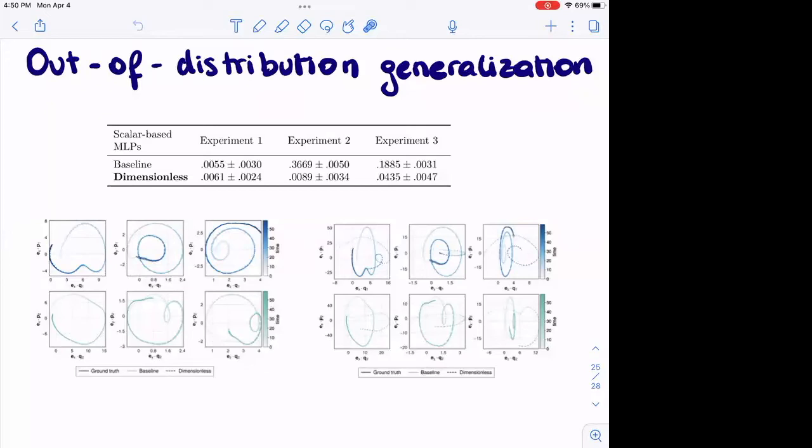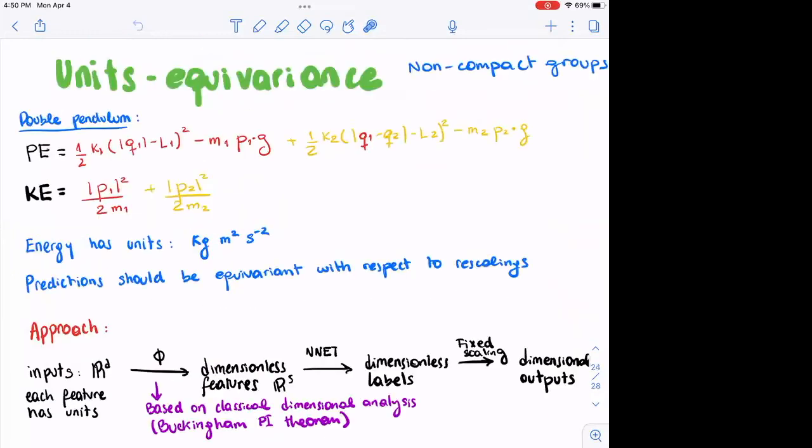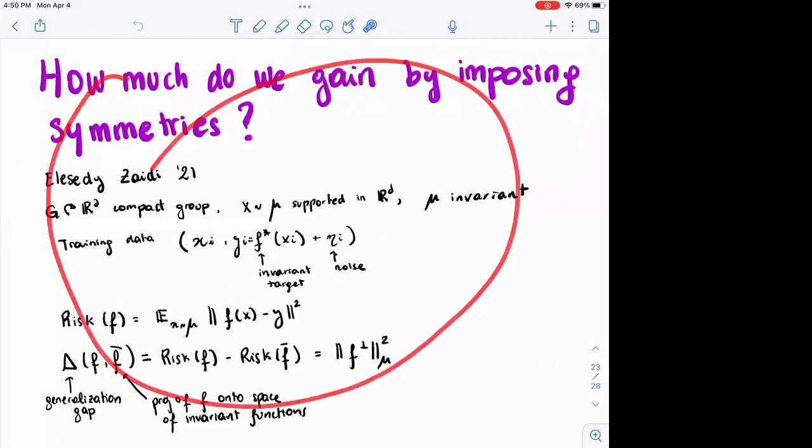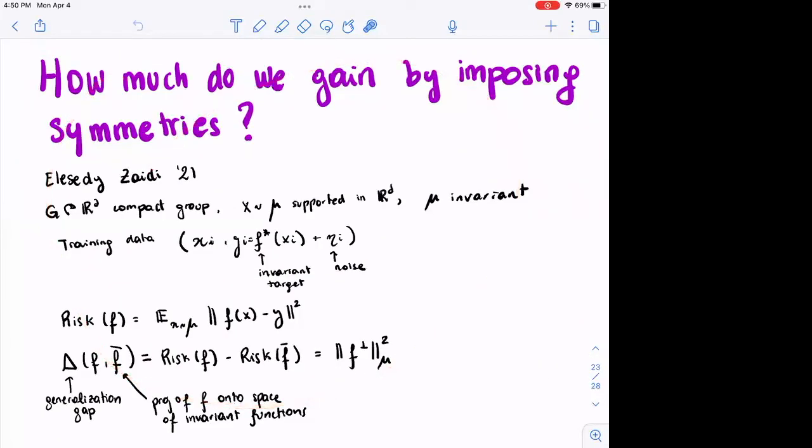So I'm interested in formalizing how you can show that doing this can give you better out of distribution performance. The other thing that I think is an interesting math problem is that how much we gain by imposing these symmetries requires that the group is compact, but this group is not compact. So this theory doesn't really apply.